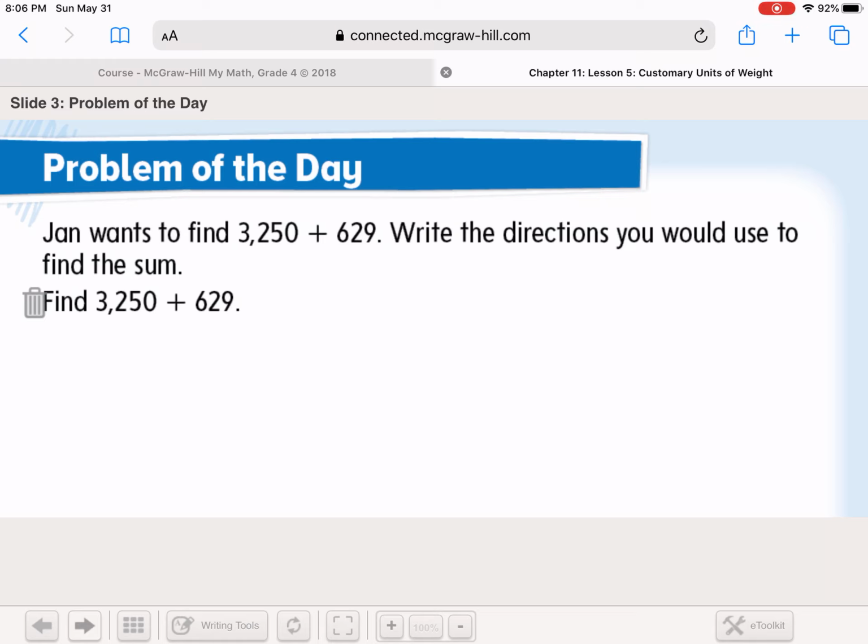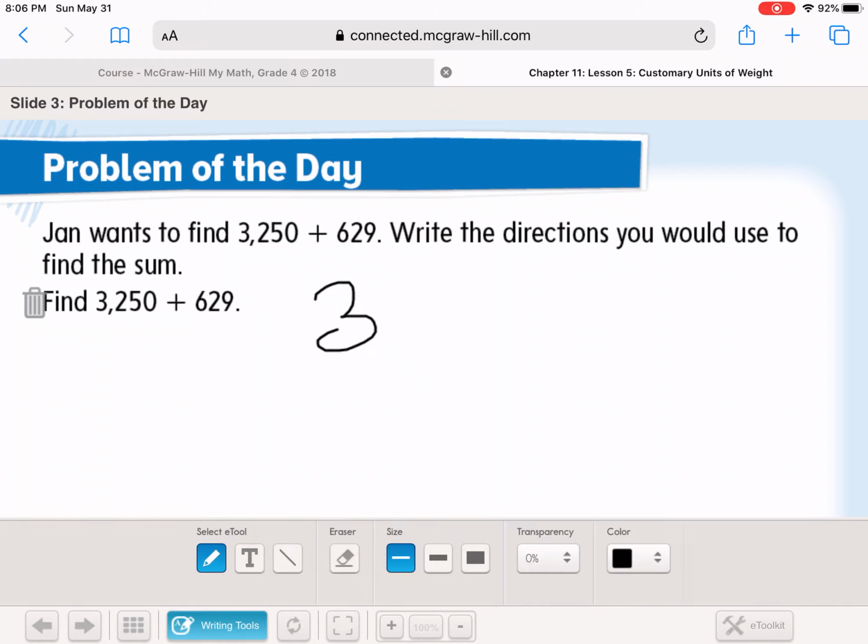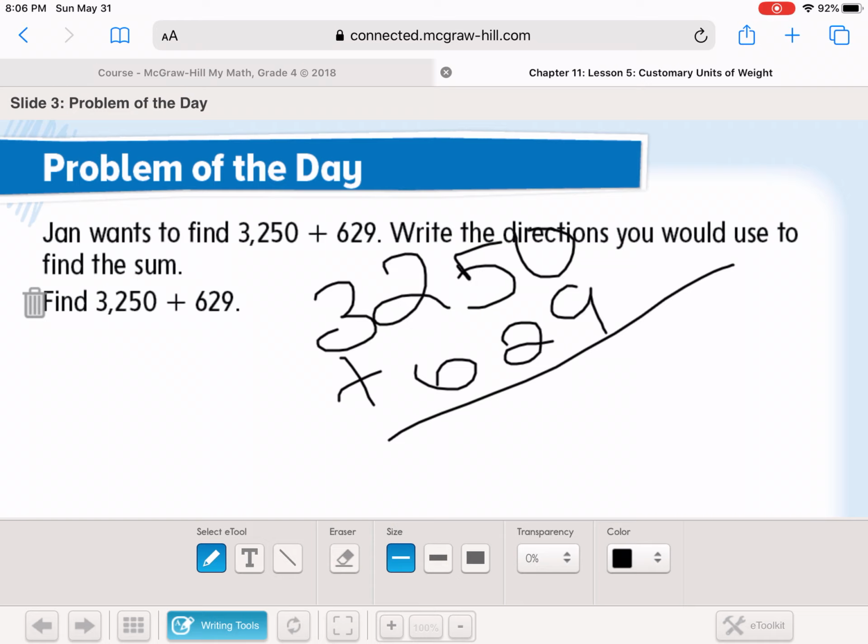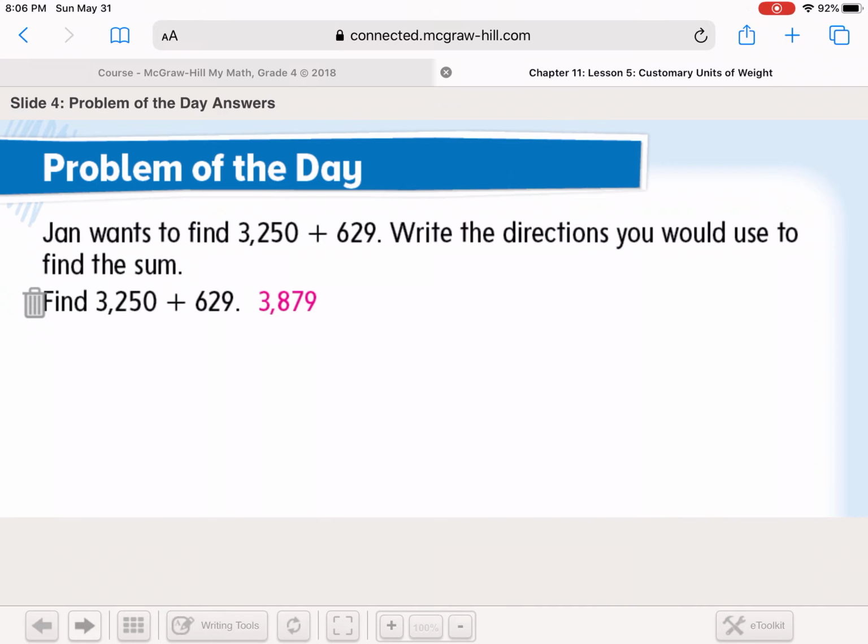Jan wants to find 3,250 plus 629. Write the directions you would use to find the sum. Oh boy, really? Hey, we're just going to do it. I would not even make you write that. All right, first you add the ones, then you add the tens, then you add the hundreds, then you add the thousands. And are we right? Yep.